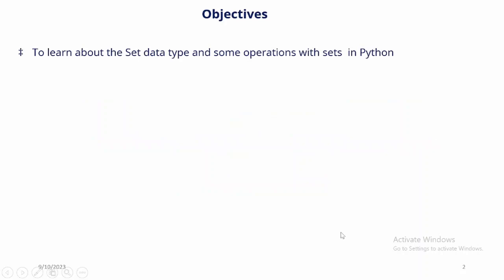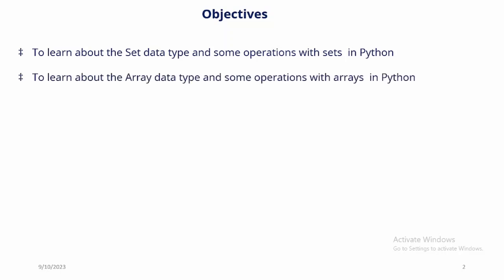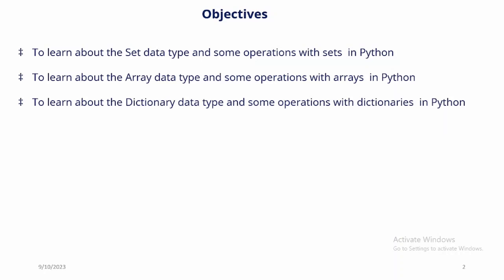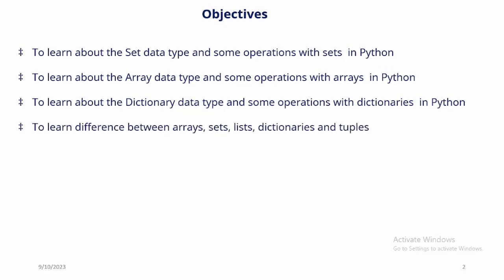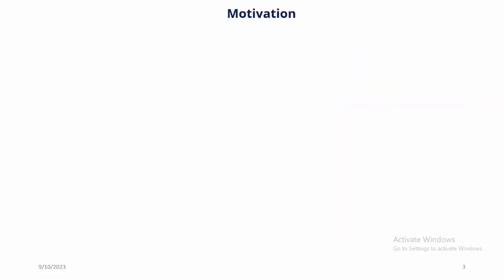Objectives of the class today is to learn about the set data type and some operations with sets in Python. We will also learn about the array data type and some operations with arrays in Python. We will also learn about the dictionary data type and some operations with dictionaries in Python. We will learn the differences between arrays, sets, lists, dictionaries, and tuples.